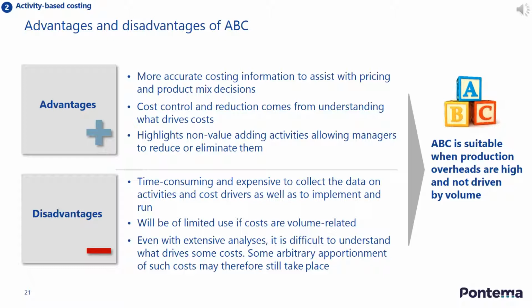When comparing the different costing techniques, activity-based costing provides the most accurate costing information to assist with pricing and product mix decisions. It is most suitable when production overheads are high and not driven by volume. Managers can really get to the bottom of what is driving costs, which allows them to then deal with any non-value-adding activities. But activity-based costing can be time-consuming and expensive to collect the data, and if costs are volume-related, then it will be of limited additional use over absorption costing.